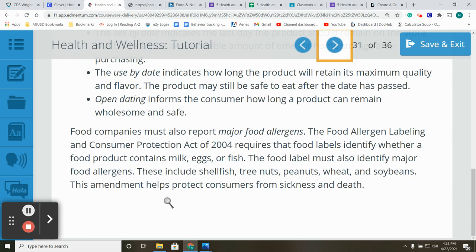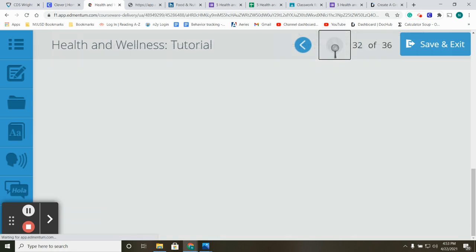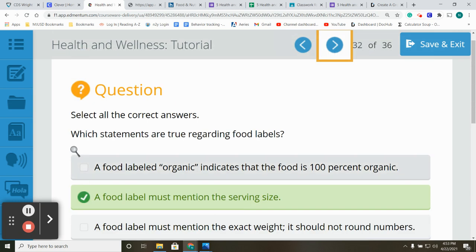This amendment helps protect consumers from sickness and health issues, which is interesting when you buy a can of peanuts and it says may contain nuts. But they're just looking out, doing what they have to do.